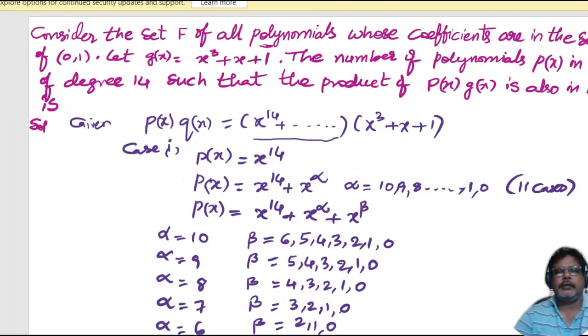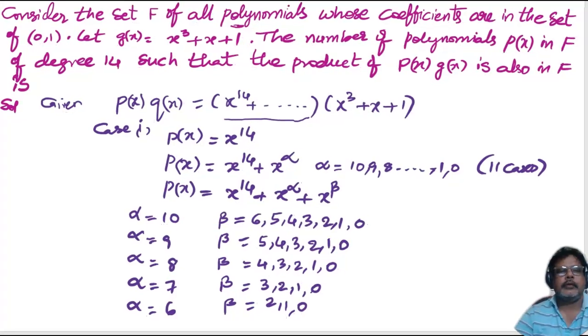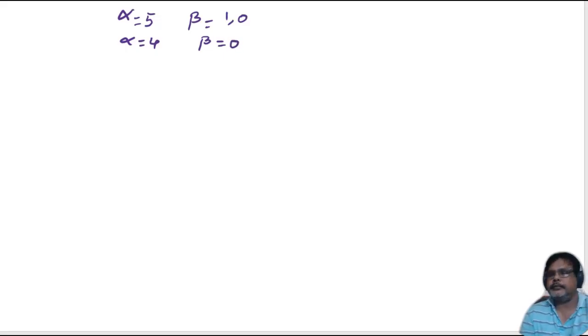So here we go to the next. Alpha value is 5, then beta value will be 1 and 0. Alpha value is 4, beta value will be 0. So here in total we are getting 25 cases.